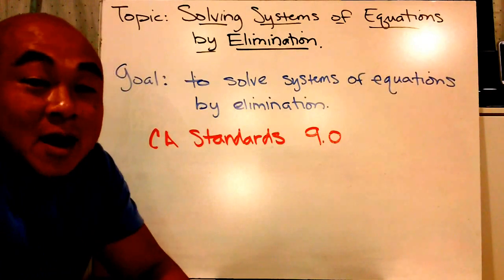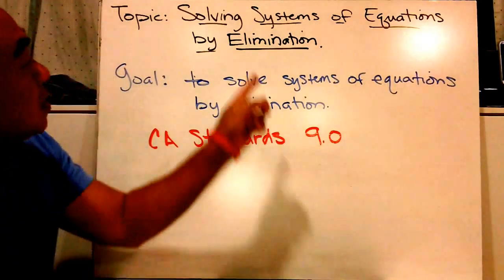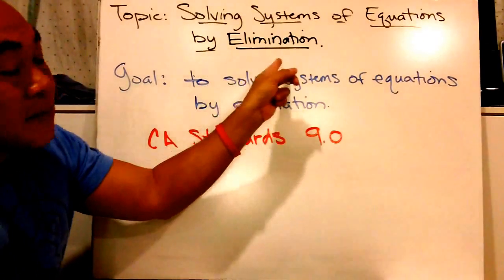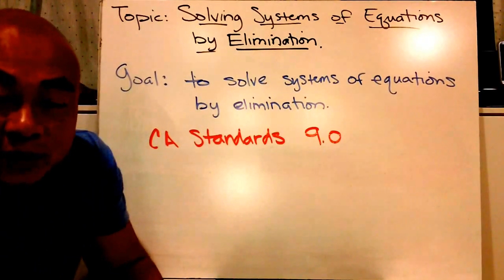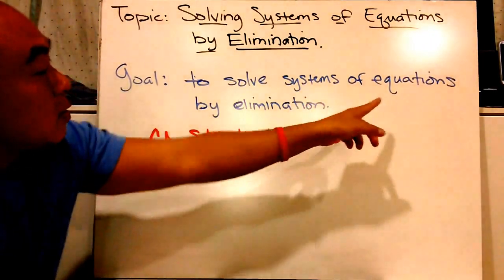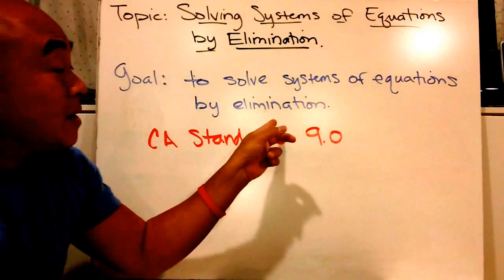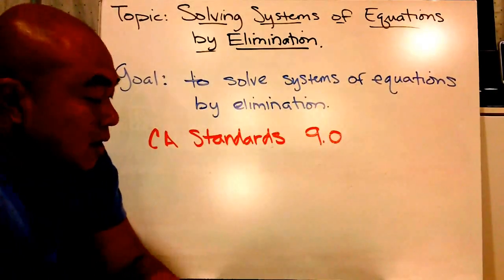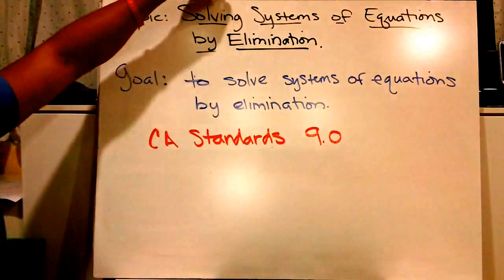Hi, Mr. Cole here again, and today's topic is solving systems of equations by elimination. Our goal for today is to solve systems of equations by eliminating, and our California standard again is California 9.0. Alright, let's go ahead and get started.